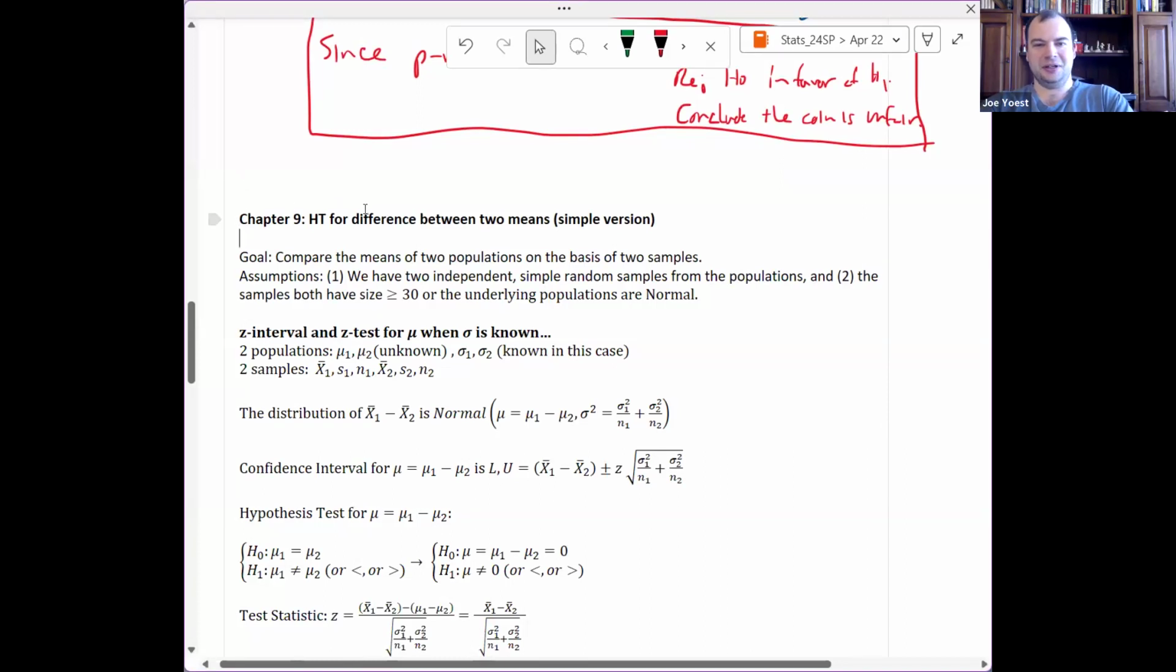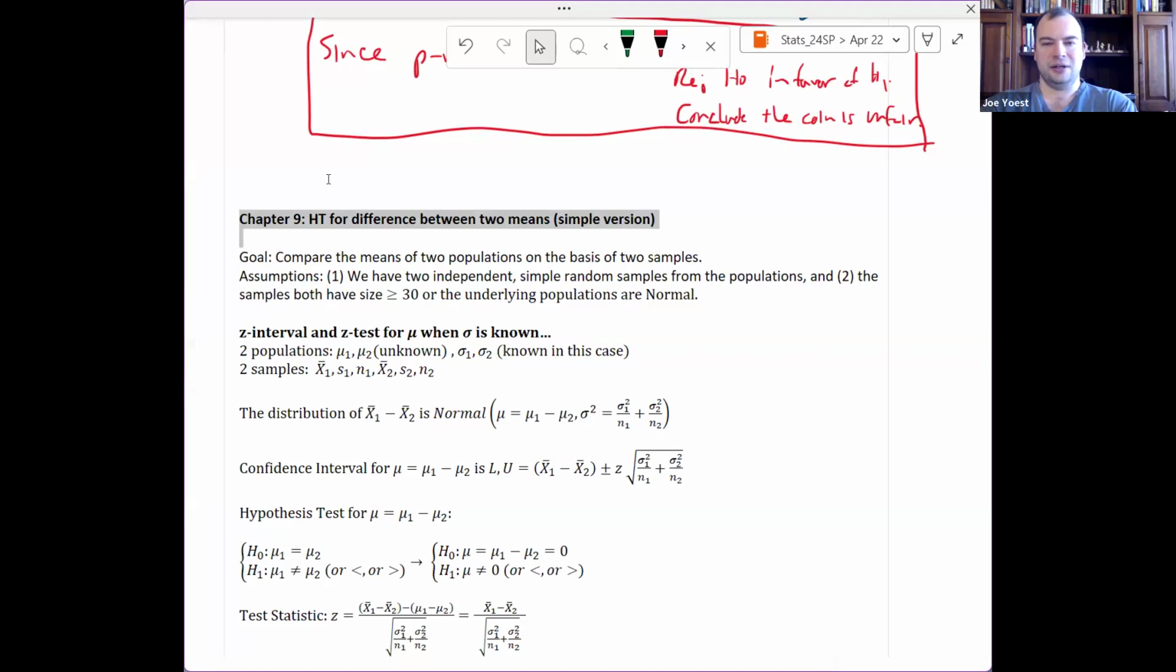Okay, so moving forward then to chapter 9, hypothesis testing for the difference between two means. I think it's important to discuss this at least once. But like I mentioned earlier, there are several different types of tests for this scenario where we have two different populations. And we're interested in knowing something like, are the means for the two populations the same or different? Or is one mean bigger than the other?